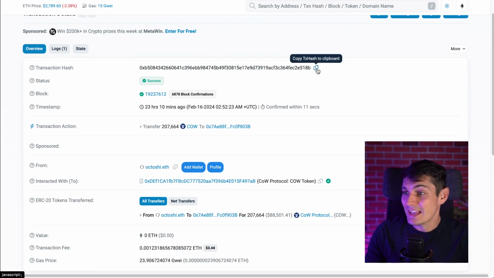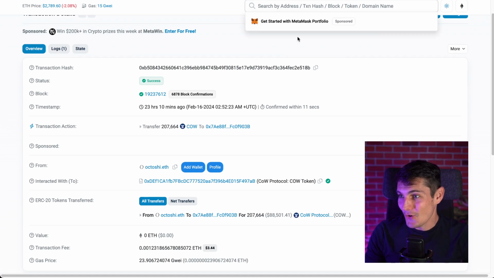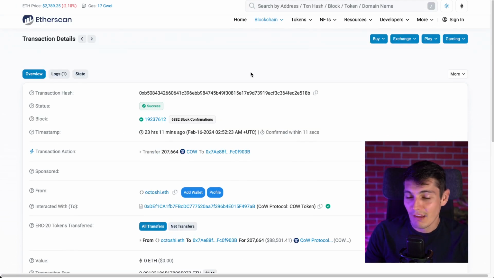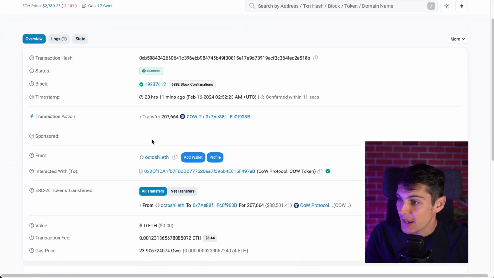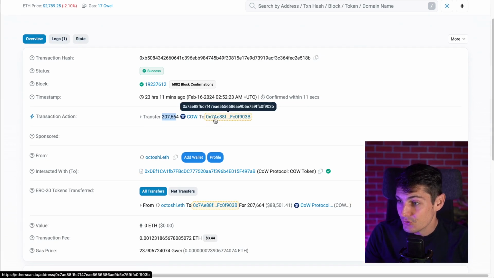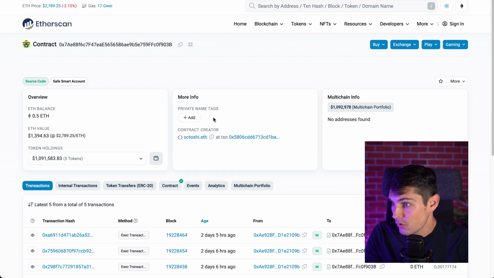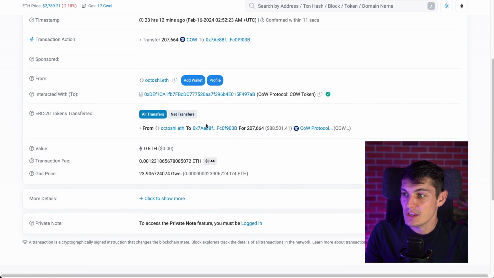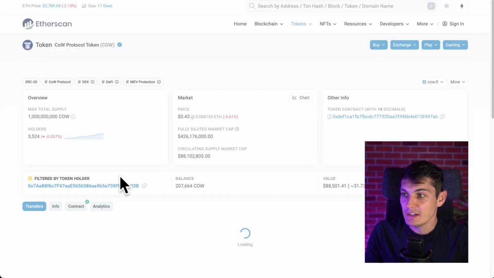If I copy this hash and search it on Etherscan, it's crazy how they make me pronounce "hash" so many times. They know I'm French, I can't pronounce it. I can find back my transaction, and it did transfer 2,000 COW to this address. I could click on that address to know what happened. What is that address? And it's a contract. Then that will be something to dig into to understand, what is this address? Why did he send it here?